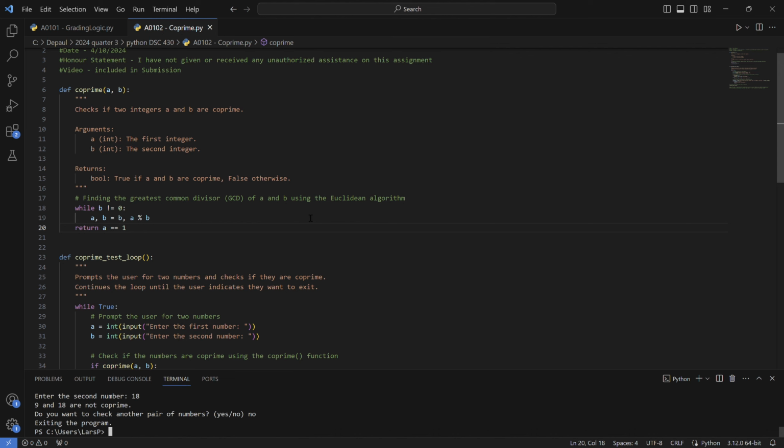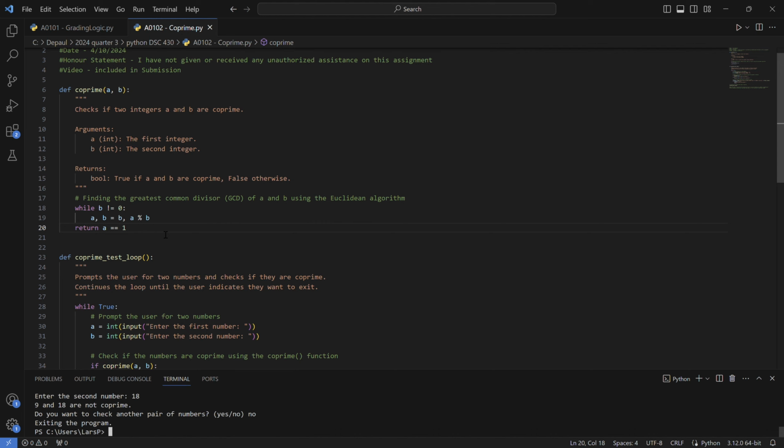The algorithm works by repeatedly replacing the larger number by its remainder when divided by the smaller number until one of the numbers eventually becomes 0. The last non-zero remainder is the GCD. The function returns true if the GCD is 1, indicating that the numbers are coprime, and false otherwise. It doesn't involve any unnecessary calculations beyond what's needed to determine coprimality.